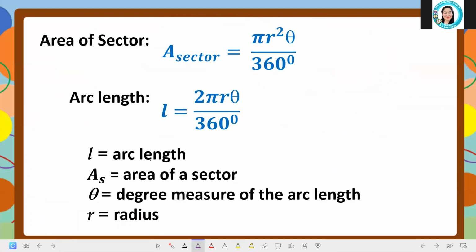So, ito yung formula. L stands for the arc length. AS stands for the area of a sector. Ito yan. Nilagay ko na lang area of a sector para mas madali. Theta means the degree or the measure of the arc. Okay, yung angle. Then R is the radius.